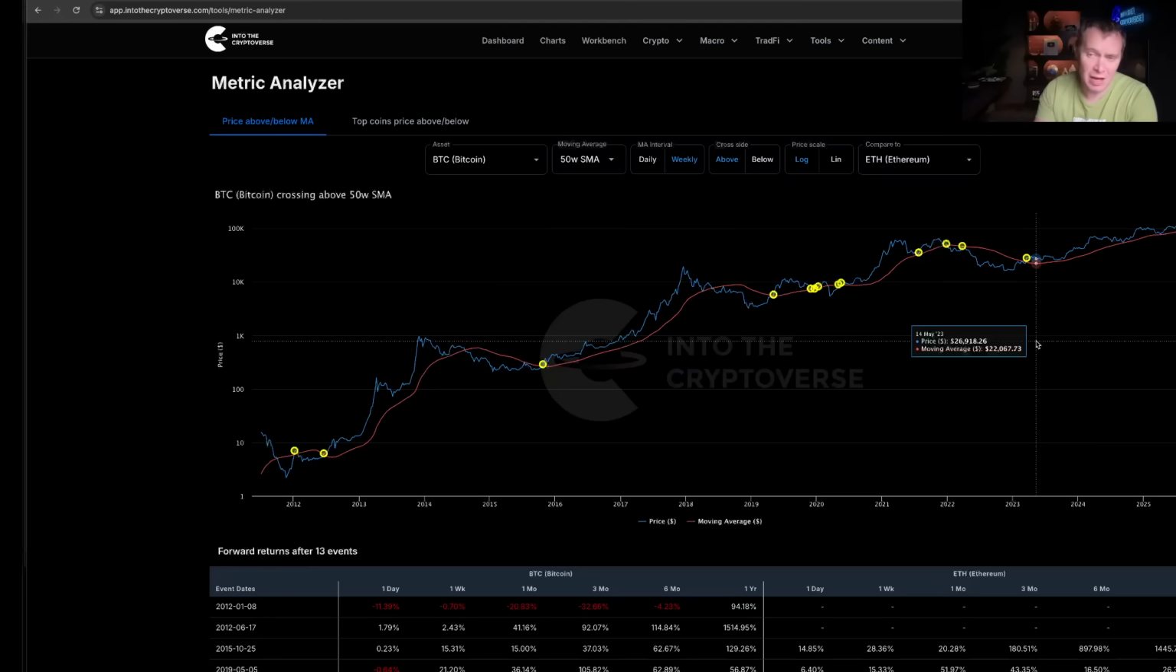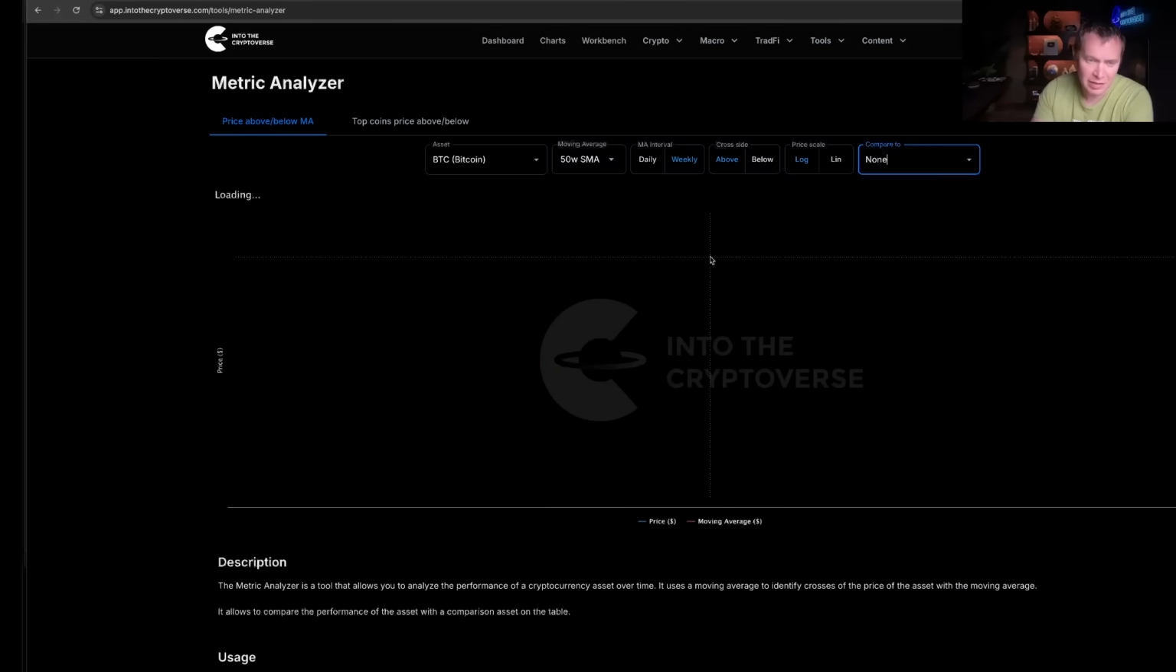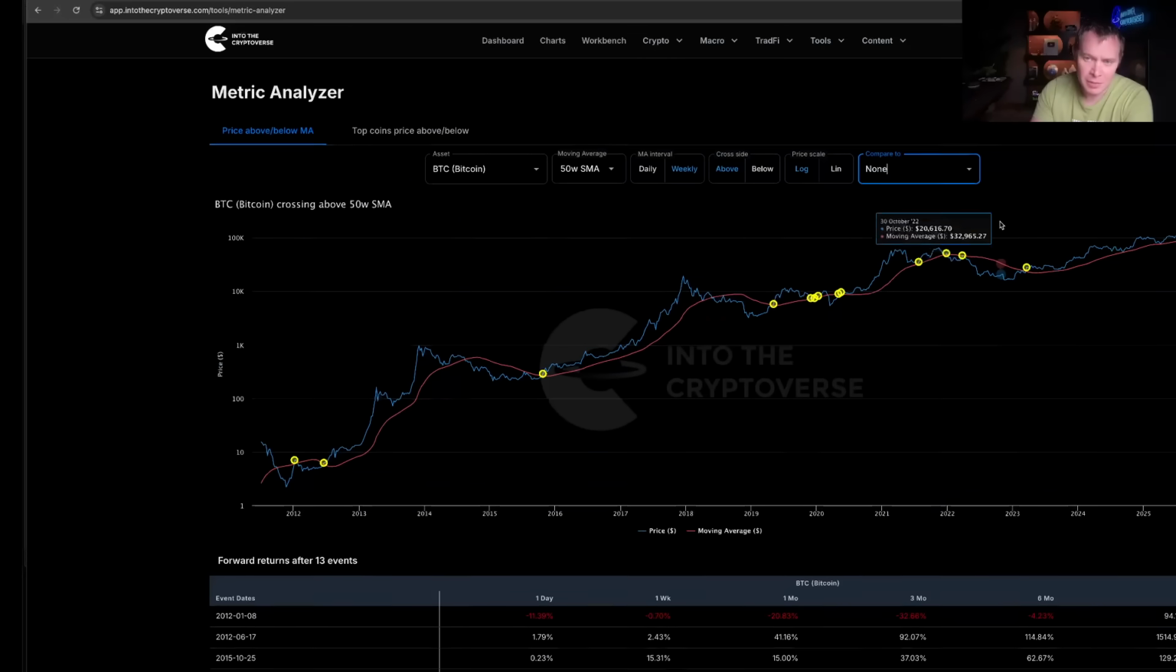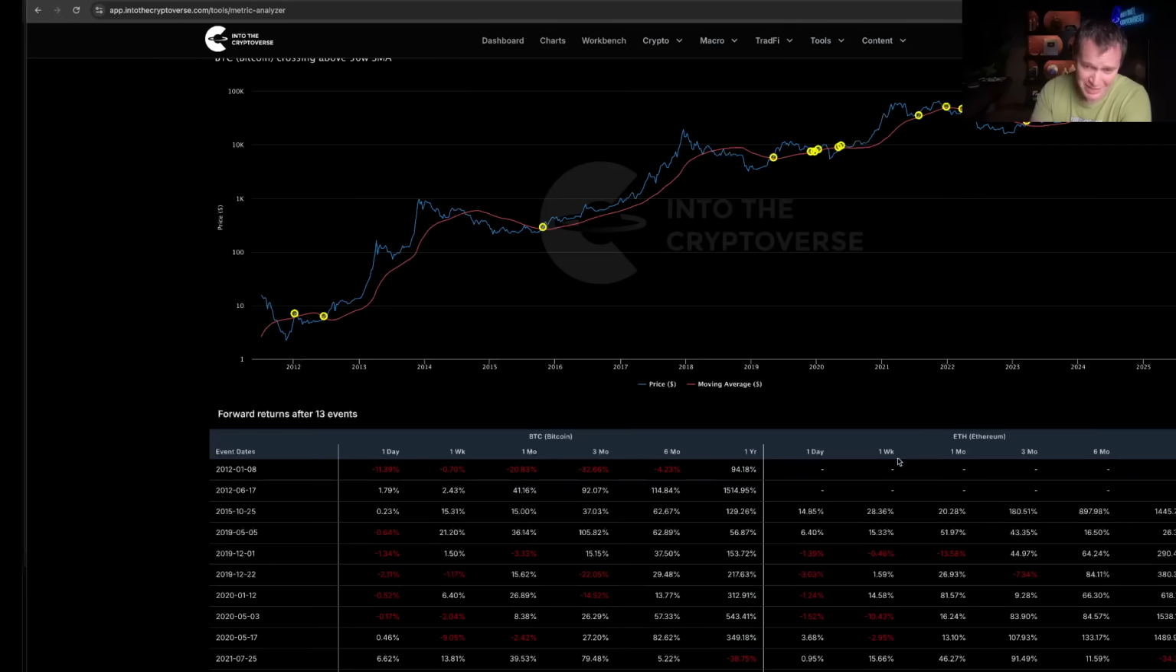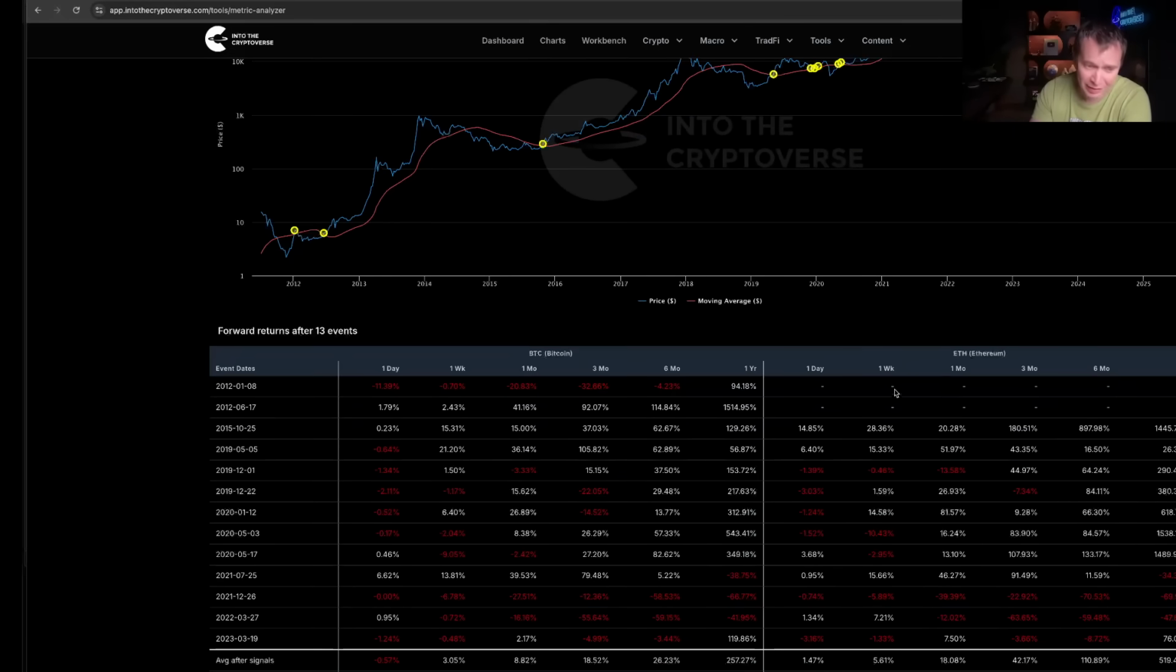So we can build this out, but I thought this was kind of cool, and you can compare it to other assets. In this case, we're comparing it to Ethereum. You don't have to compare it to anything; you could just look at it for Bitcoin. But if you wanted to compare it to something, you could say, all right, what did Ethereum do after Bitcoin closed a price above the 50-week SMA? And you can see what Ethereum did 1 day later, 1 week later, etc.